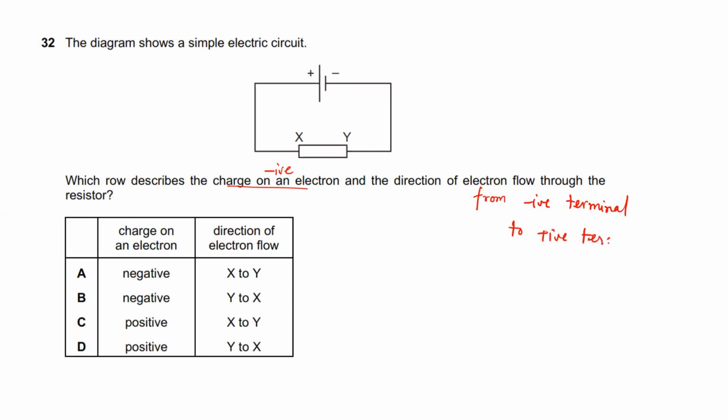So remember this. From the negative terminal to the positive terminal, from X to Y. From Y to X, so from Y to X in the circuit. So answer B is the right choice. And remember, electron flow is from negative to positive, whereas conventional current, or positive charge, flows from positive to negative in a circuit. Next question.